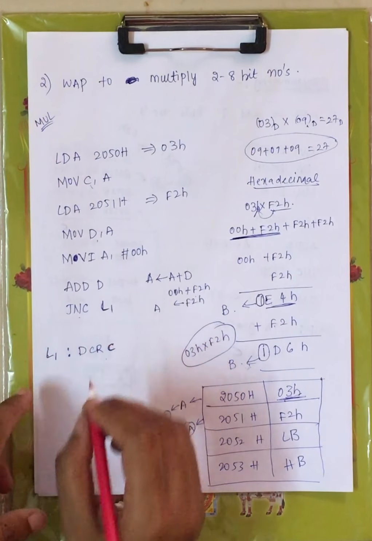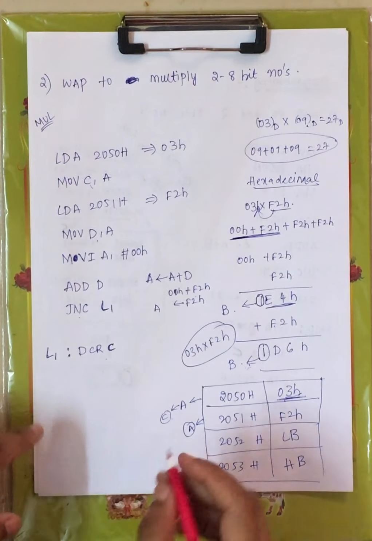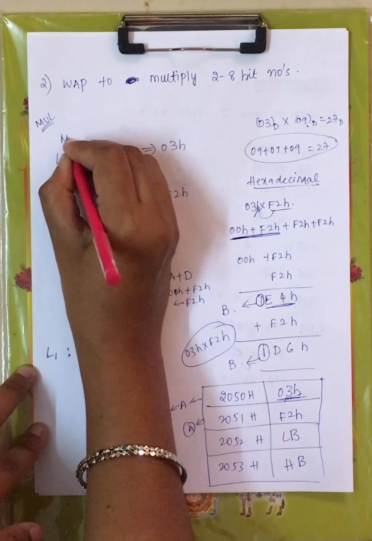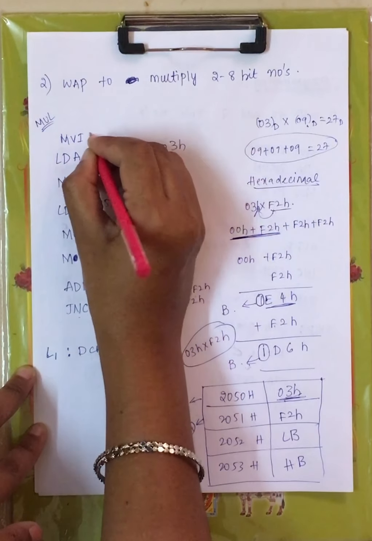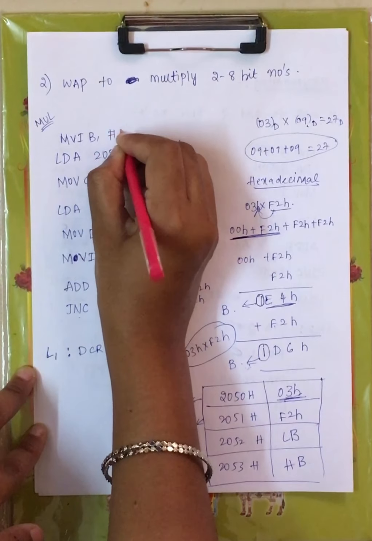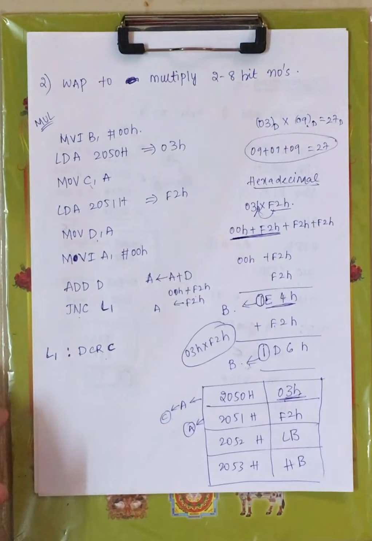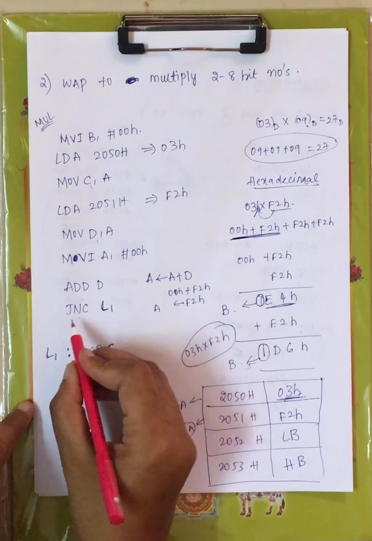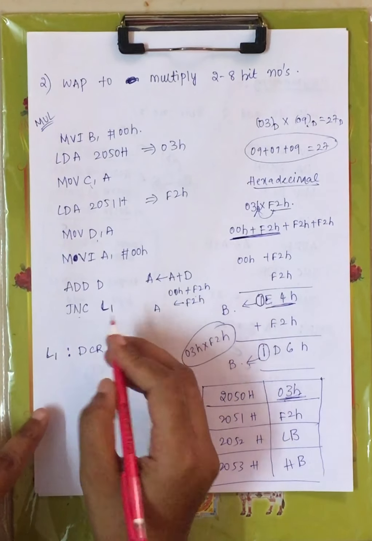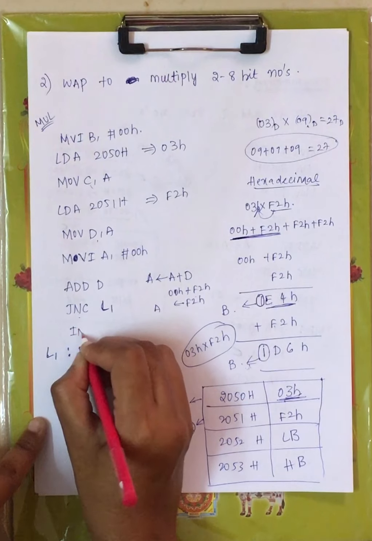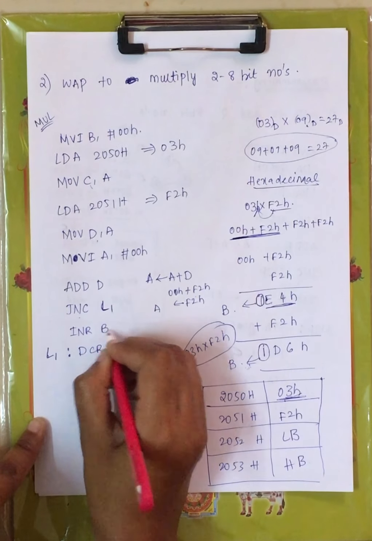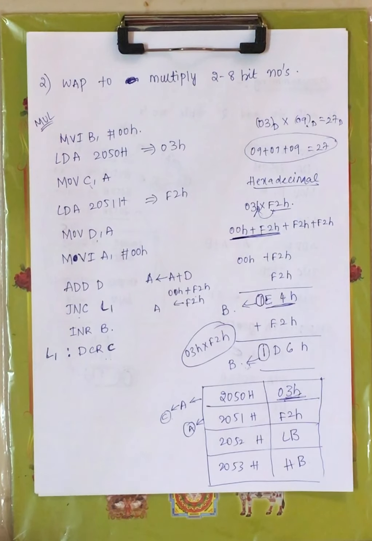If there is carry, what is the instruction? Initially I have to write move immediate B comma 00H. Initially the contents of B are replaced with 00H. If there is no carry, it will jump to this instruction. If there is carry, INR B, incrementing B. Now till this everything is clear, right?